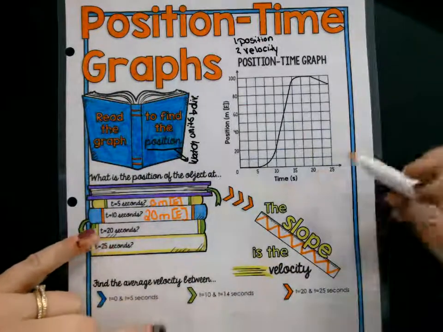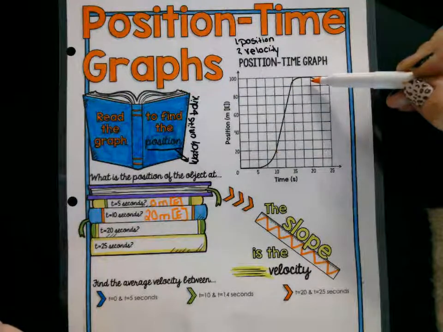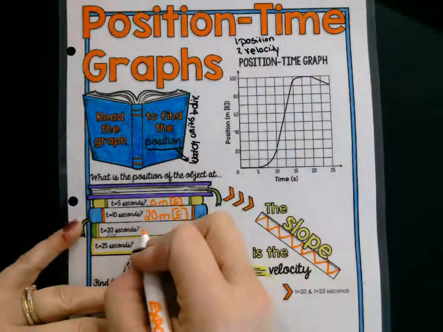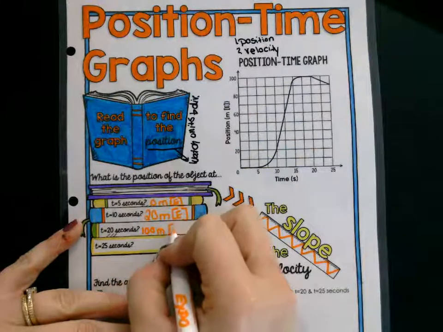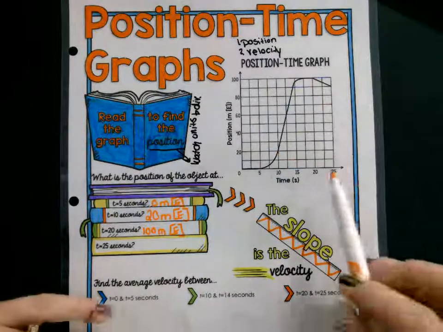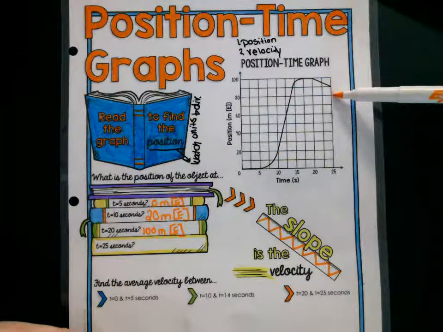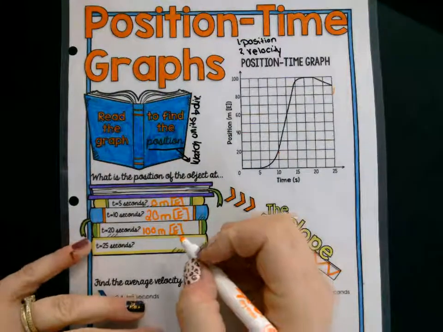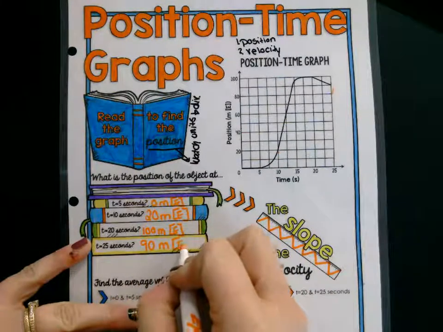When the time is 20 seconds, we're going to go all the way up to the top of that position time graph. And it looks like our location is 100 meters east of our reference point. Last but not least, at 25 seconds, we're going to find that position. And it looks to be roughly 90 meters east.